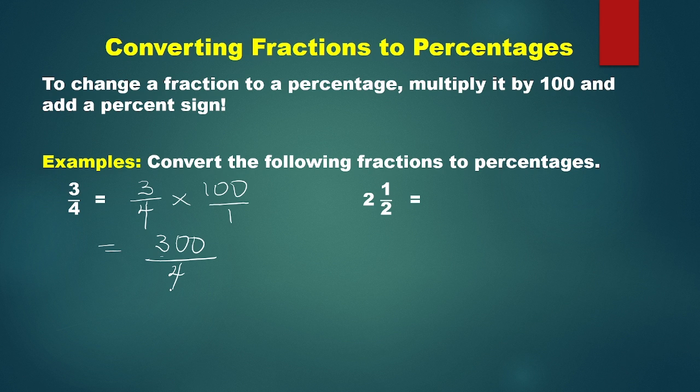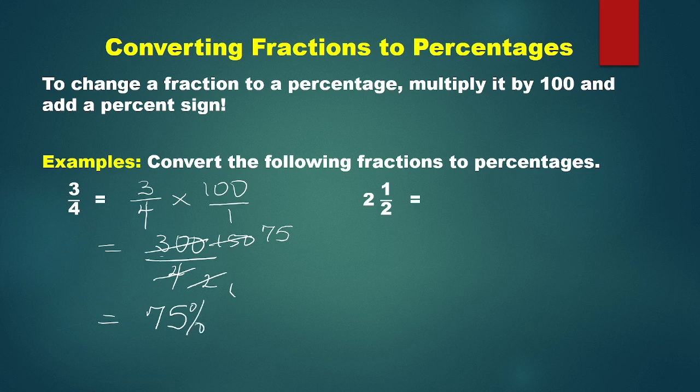If I take this to the lowest term, 2 here is 2. 2 here is 150. 2 here is 1. And 2 here is 75. So it means that 3 over 4 is just simply 75%.